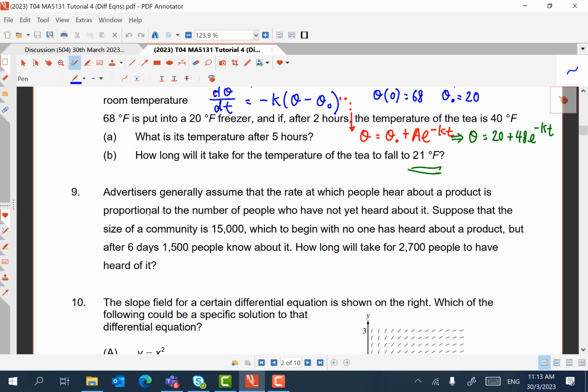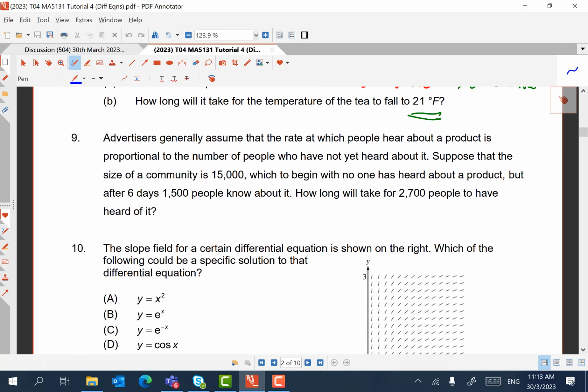Okay, number 9. Advertisers generally assume that the rate at which people hear about a product is proportional to the number of people who have not heard about it.